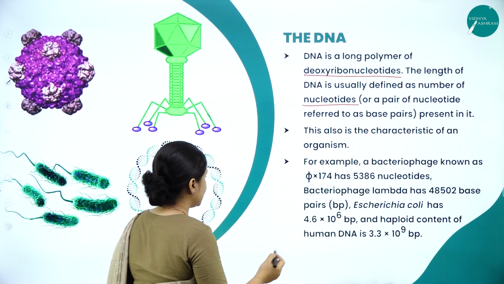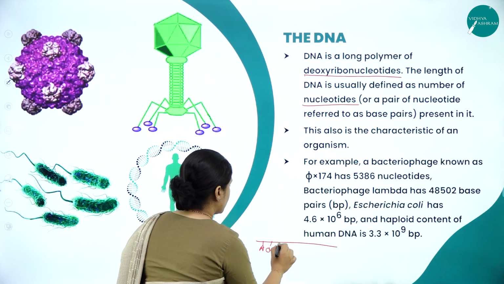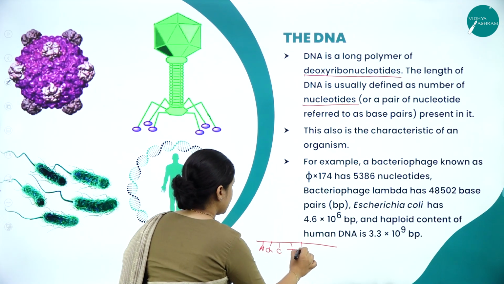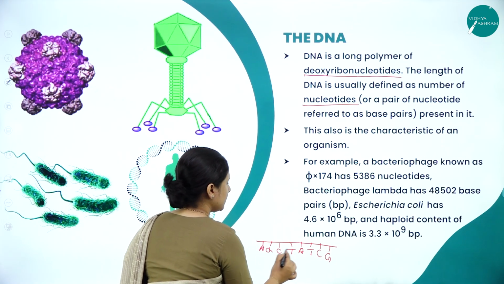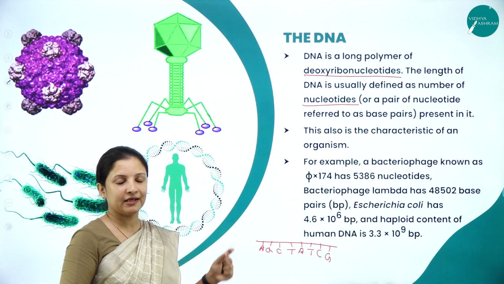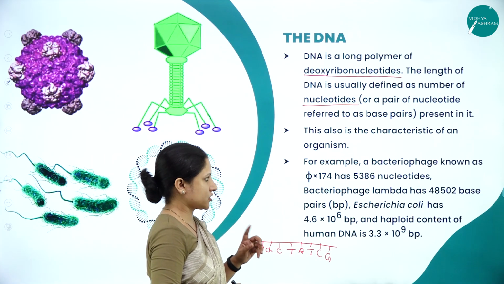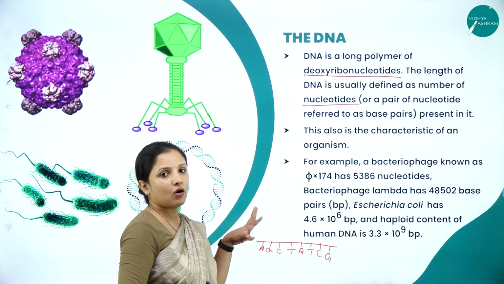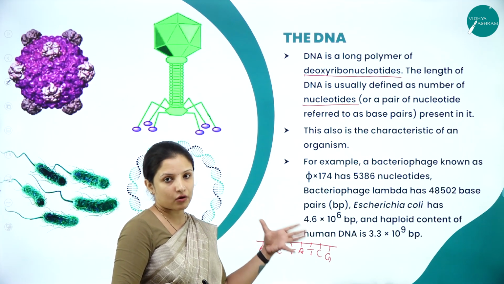So we can say the length, for example, is the number of nucleotides. We have adenine, guanine, cytosine, thymine, again adenine, thymine, cytosine, guanine. By counting the number of nucleotides that are present, they say this is the length of the DNA. So that is how it is measured. Do you think all DNAs will have the same length? No, it depends on the organism.